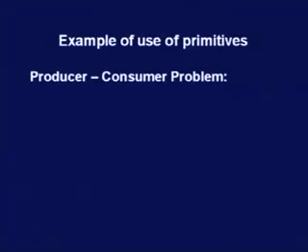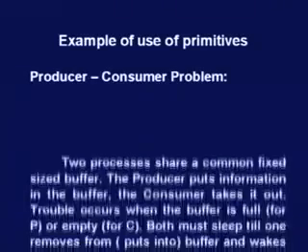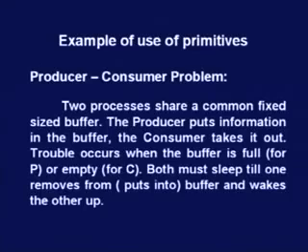Let us see the use of these two primitives in a classical operating system problem, which is known as the producer consumer problem. The producer consumer problem states that there are two processes, the consumer process and the producer process. They share a common fixed sized buffer. The producer puts information into the buffer and the consumer takes it out.